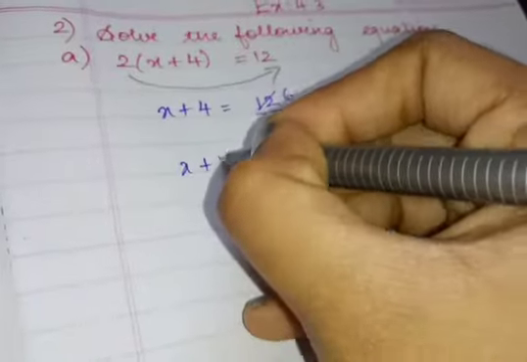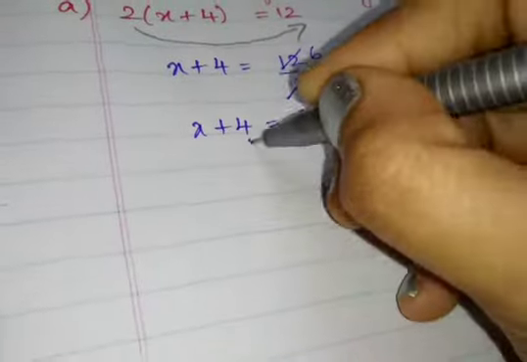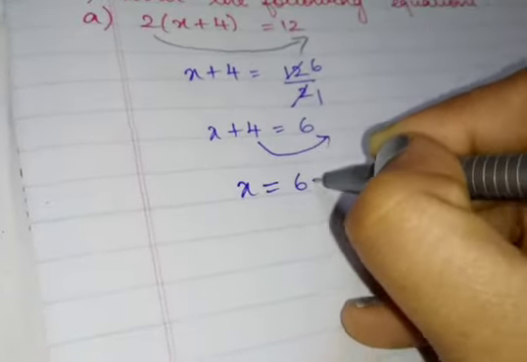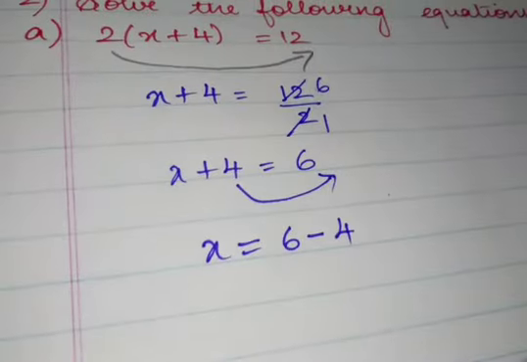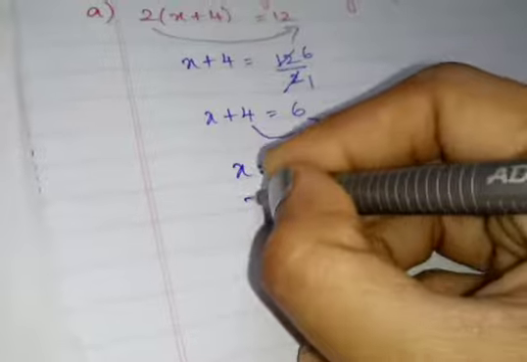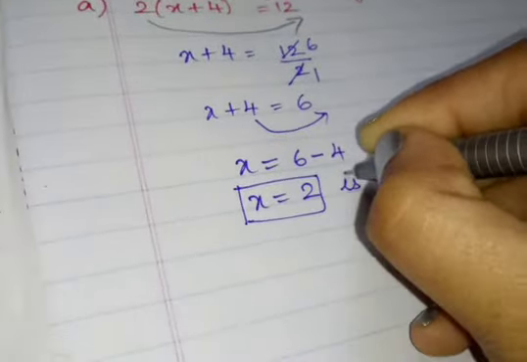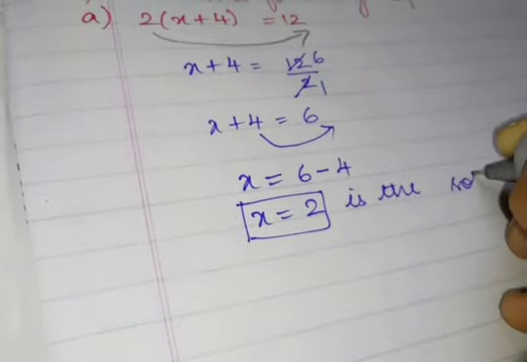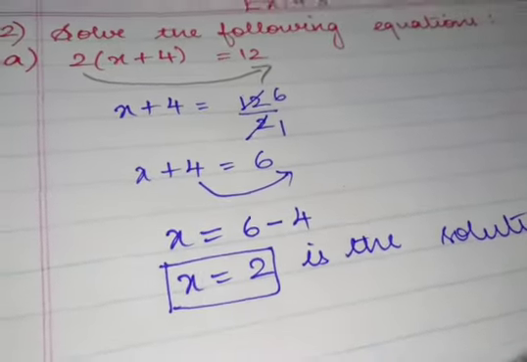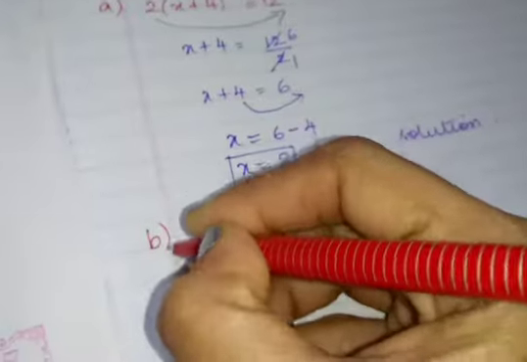Then therefore what is the equation? x plus 4 is equal to 6. Now I am bringing this 4 towards the other side. So what will be the equation? x is equal to 6 minus 4. x is equal to 6 minus 4 is 2. x is equal to 2 is the solution of the given equation. Okay, understood? Next question is B.